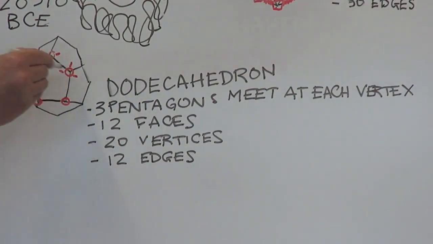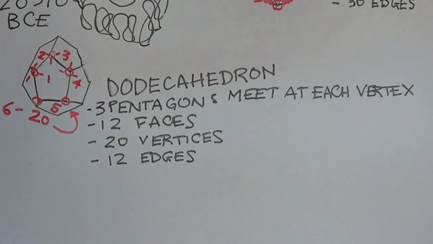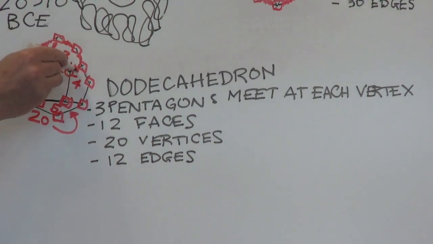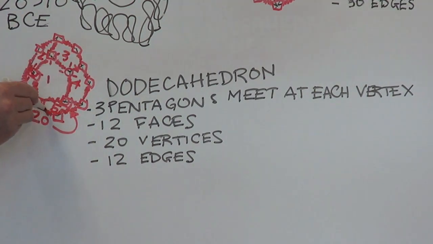Moving on to the dodecahedron. The dodecahedron has 3 pentagons meeting at each vertex. There are 12 faces, 20 vertices, and 12 edges.